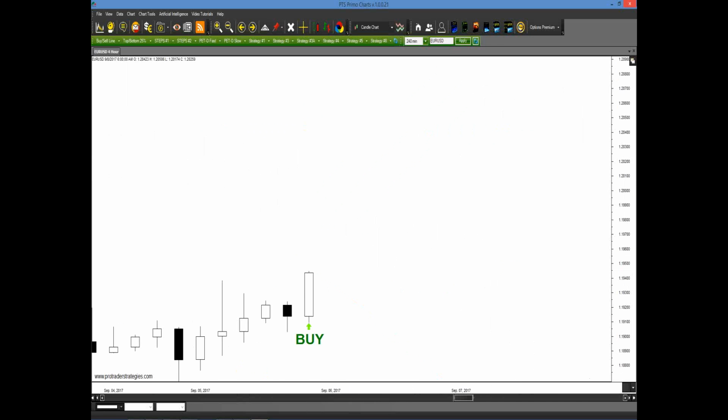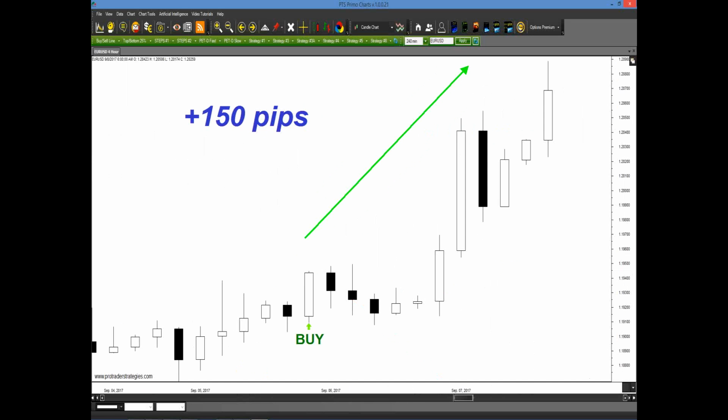Here's a 4-hour chart of the euro dollar, just last September. Now, the trend is up. We have a buy signal generated, and it was 150 pips in the next day in the euro dollar. This is a 4-hour chart. We know a lot of currency pair traders like to trade 4-hour charts. All of our methods work great in any market, in any time frame.